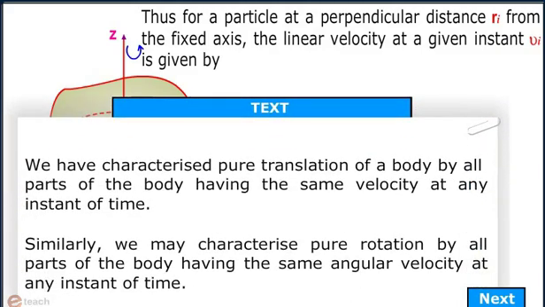We have characterized pure translation of a body by all parts of the body having the same velocity at any instant of time. Similarly, we have characterized pure rotation by all parts of the body having the same angular velocity at any instant of time.